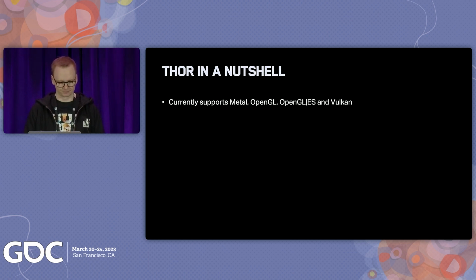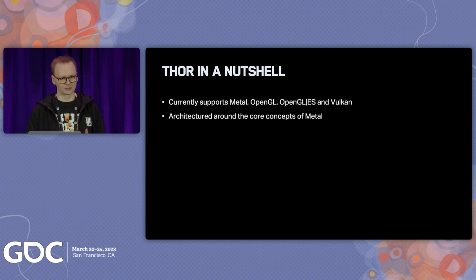So THOR in a nutshell. Currently, THOR supports these APIs, which I already mentioned earlier. It is architected around the concepts of Metal, because we found that Metal is probably the best compromise between performance and usability. And also, Metal was our primary target initially, so it made sense to architect things around it. THOR is also multi-threaded, which was a really important point for us, because modern mobile devices tend to have a lot of cores, and different types of cores also. So we wanted to be able to utilize that to create multi-threaded rendering algorithms, which we couldn't before.